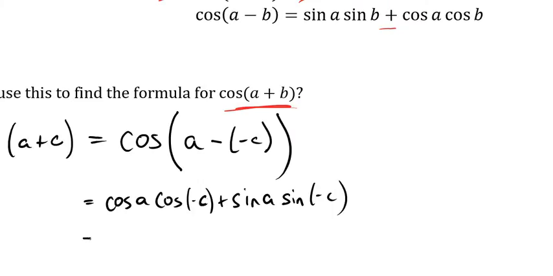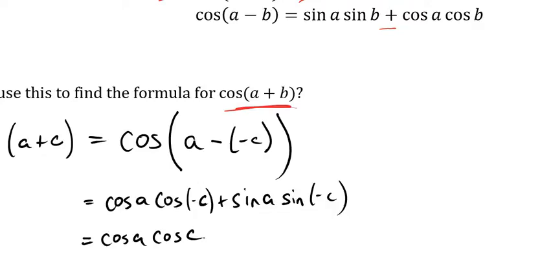Okay, so hold on. For cosine, cos of negative C is the same as cos of C. That's what you just said. Awesome, because it's an even function. Very good. See how useful that is?